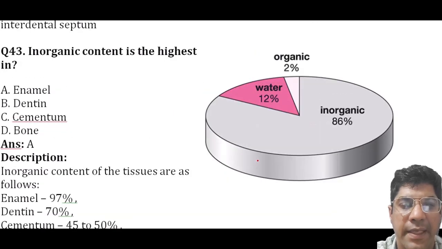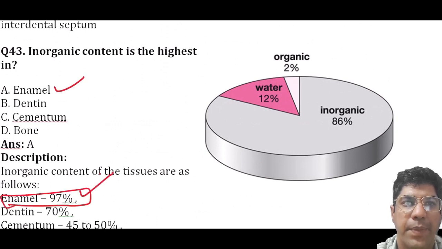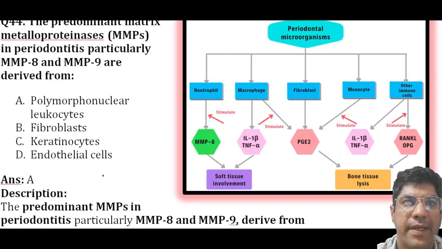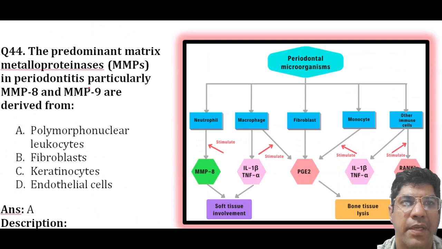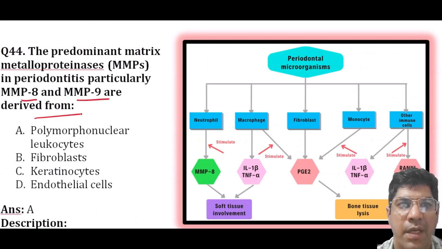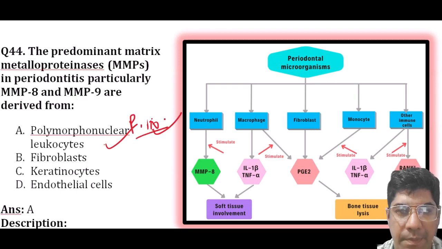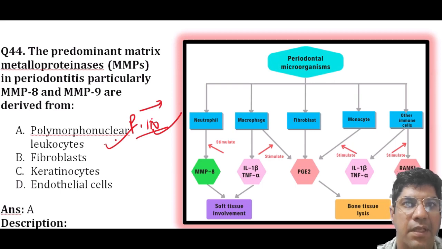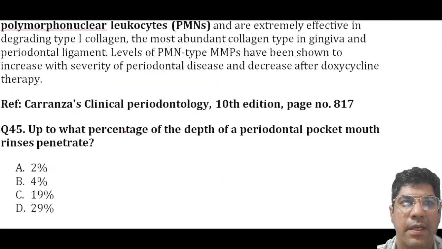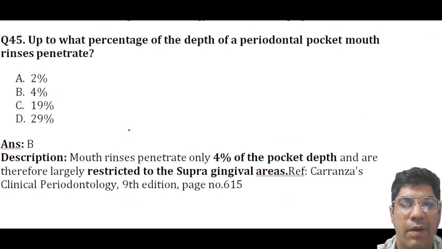The inorganic content is highest in the enamel. It's 97%. The predominant matrix metalloproteinases in periodontitis, particularly MMP 8 and 9, are derived from polymorphonuclear leukocytes. So these are primarily produced by PMNs and play a significant role in degrading type 1 collagen, a major component of the gingival and periodontal ligament. We have already discussed how they occur, how they cause, how they degrade collagen.